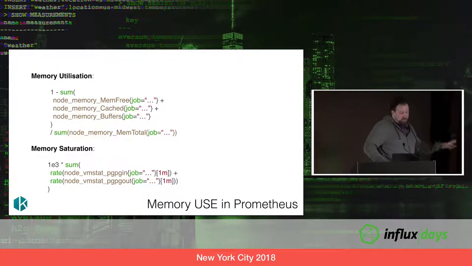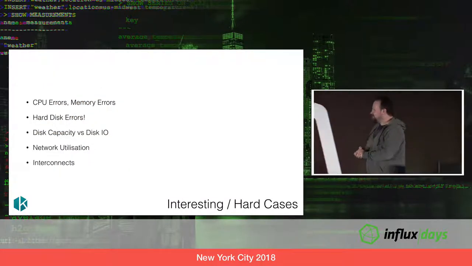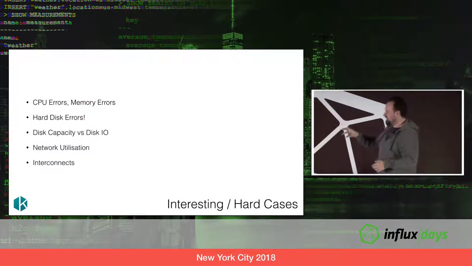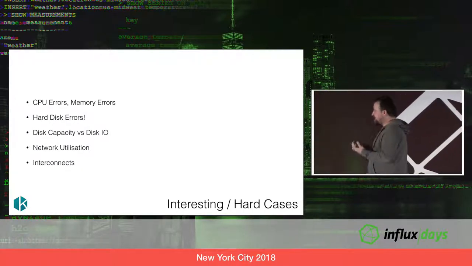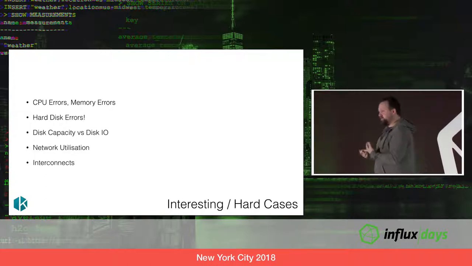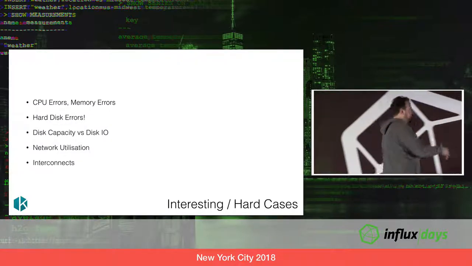I'm not going to go through any more of these queries, because this gets very boring. I'm just going to talk about some hard cases. We already talked about CPU errors. Memory errors are another interesting case. Linux, it turns out, is really bad at exposing error counts. All of this information I'm talking about is scraped out of the kernel, and it's really bad at exposing I/O errors, for instance. A lot of these things will only ever appear in dmesg.